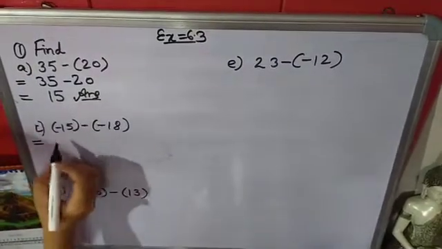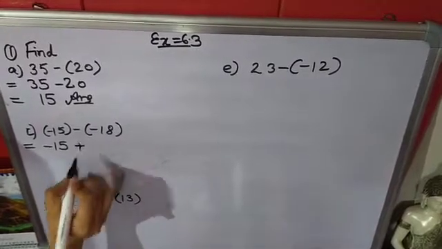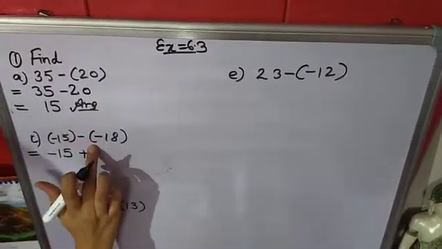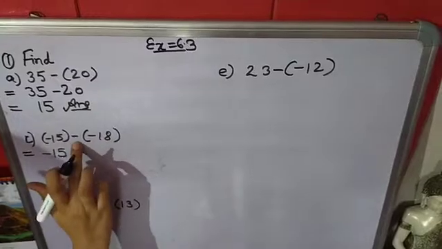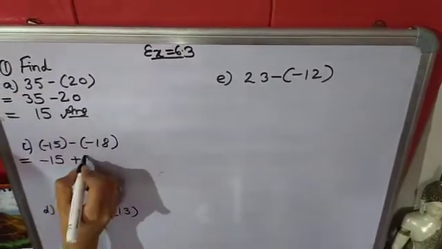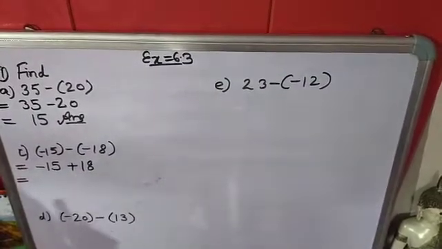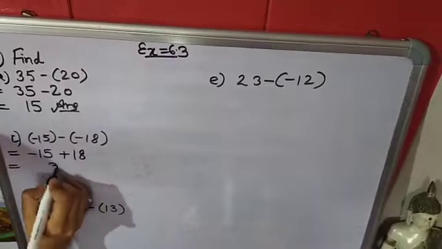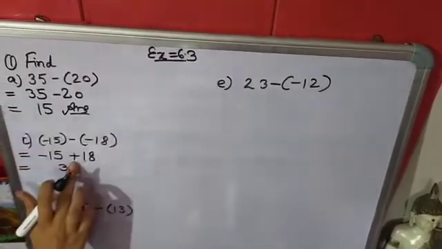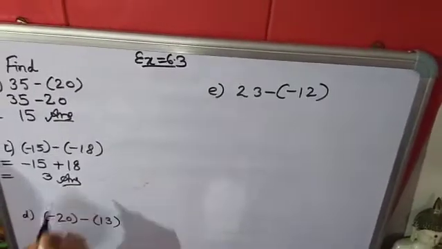Now C part. Open the bracket first of all. Minus minus plus. If there is no integer between 2 minus, then you have to write here plus sign. Minus minus plus. Then 18 will come. Now minus plus minus. So subtracted, it will be 3 and big number is 18. So sign is plus. So it is positive integer.